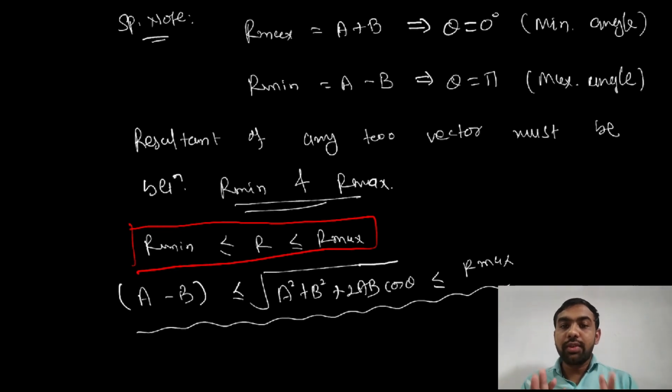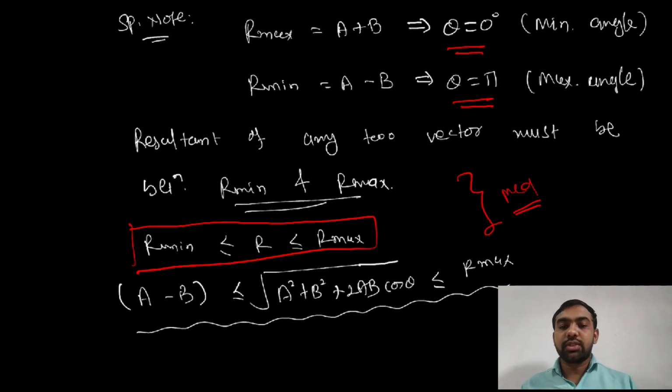If you have two vectors and arrange them at any angle between 0 and pi, you get R minimum when theta is equal to pi, and R maximum when theta is equal to 0. For other cases, the value is between these two. This note is helpful in MCQs. We solve a number of problems based on it. All of you note this.